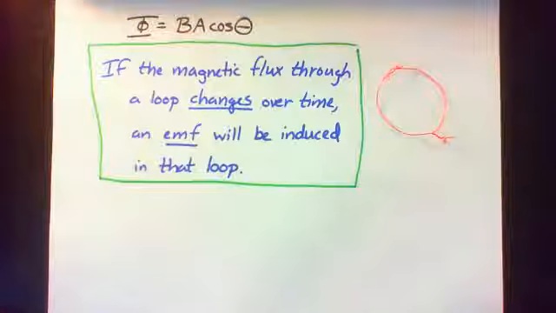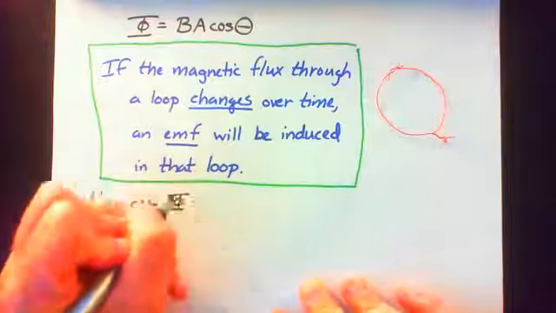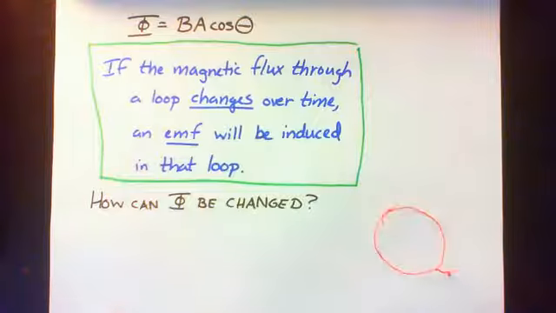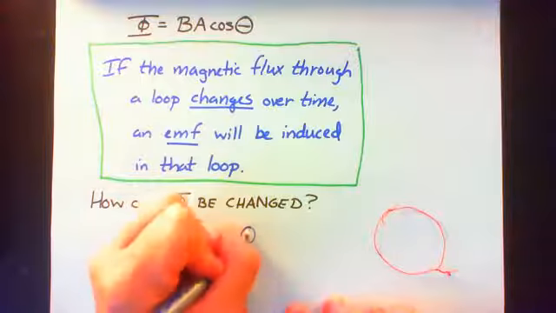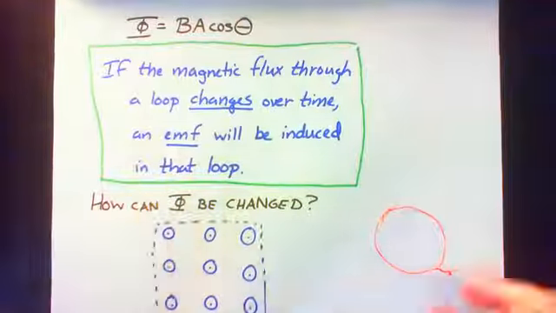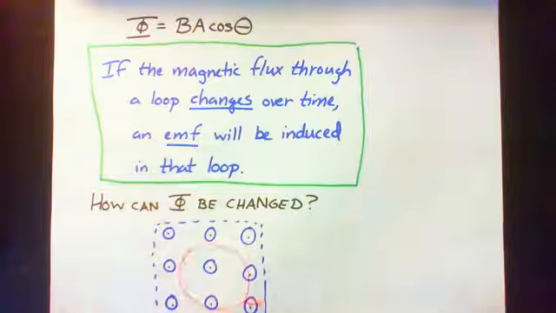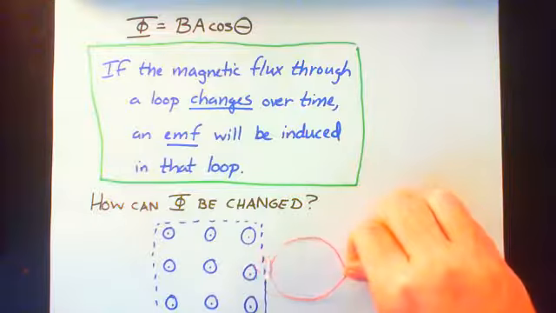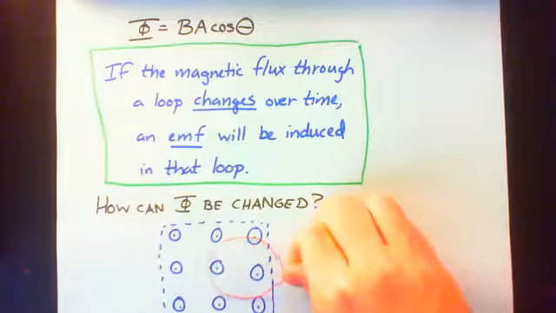So let's think about that. How can we change the magnetic flux through a loop? We're going to think about three categories, three ways to do that. One, you can move the loop in and out of a field. If I have a magnetic field and I move the loop from being in the field to out of the field, then the amount of flux is going to change. That's one way of changing the flux through a loop.